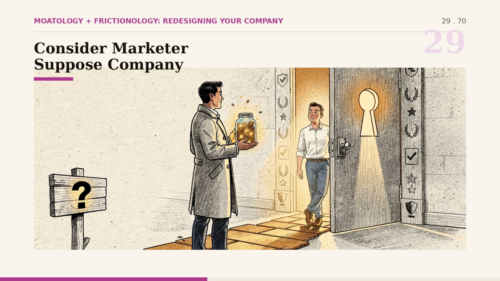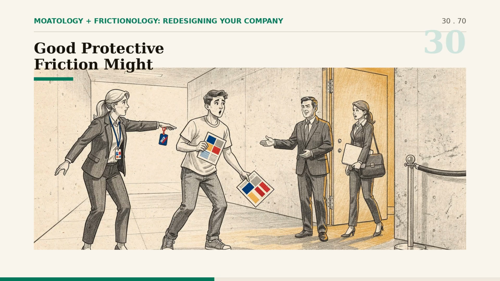Now consider a marketer. Suppose the company's moat is a distinctive position and a highly trusted audience. Good low friction would include clear messaging, easy access to proof, simple next steps, and a direct path from interest to action. The customer quickly understands what the company does and why it matters. Good protective friction might include limiting access to a premium offer, qualifying leads, requiring a strategy session, or protecting the audience from irrelevant promotions. Those membranes preserve trust and fit.